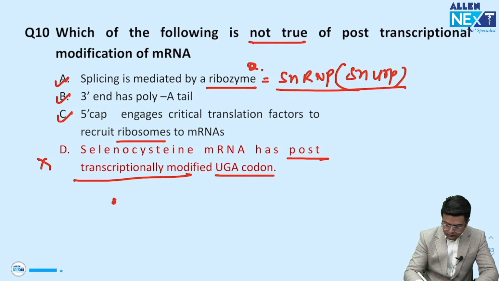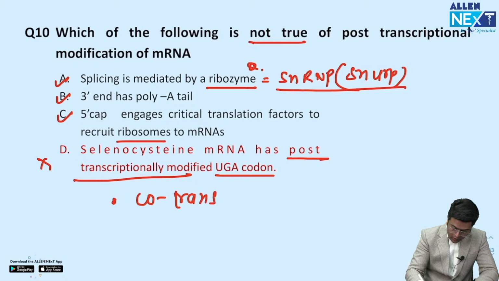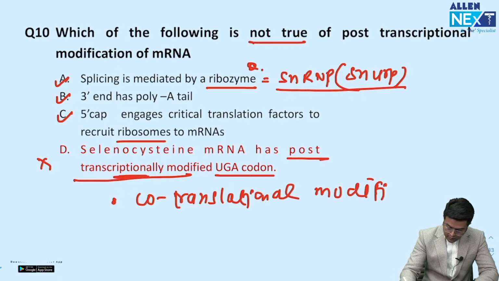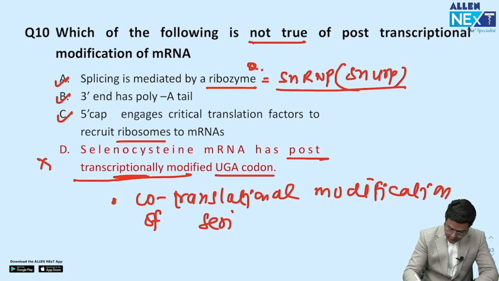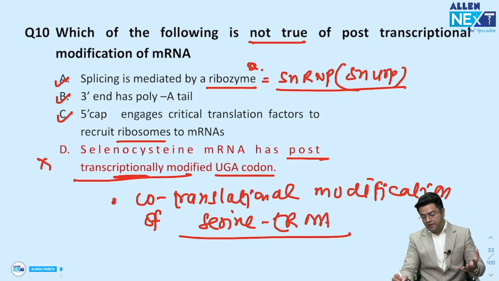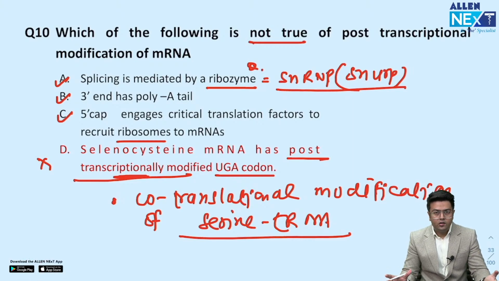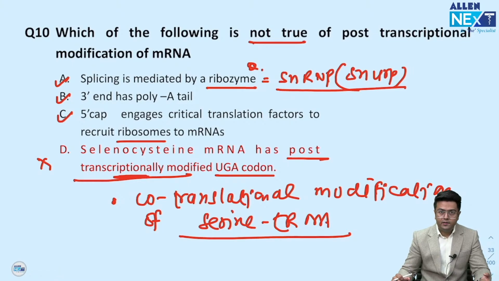Okay, that is the example of co-translational, okay, and not transcriptional, co-translational modification of the serine tRNA. So the tRNA which is carrying which amino acid? Serine. That is converted into selenocysteine. Selenocysteine is always important, especially in the form of proteins which contain selenocysteine like glutathione peroxidase and deiodinase. That you should never forget.